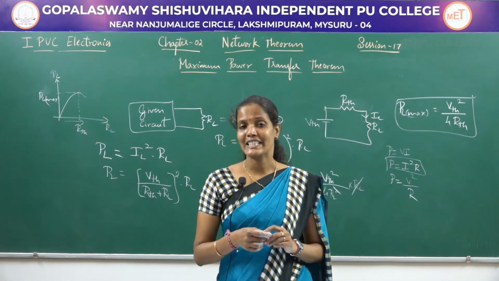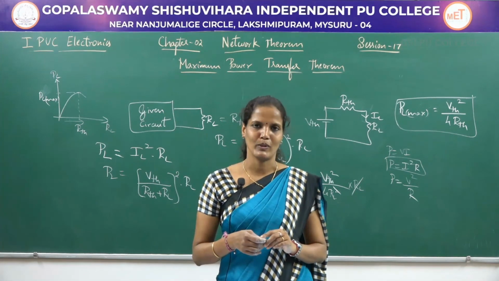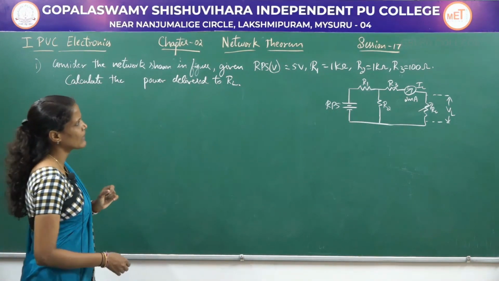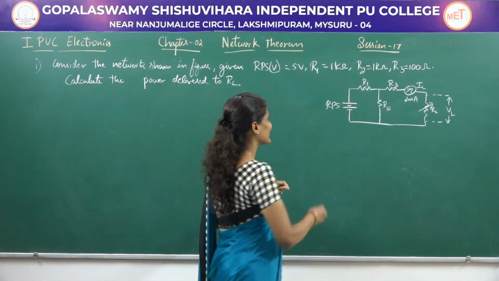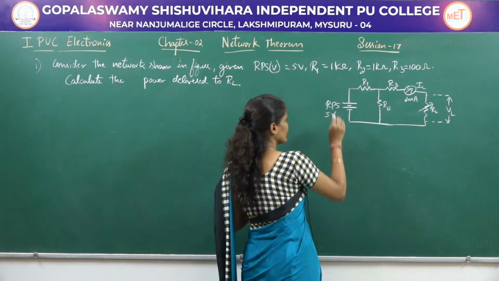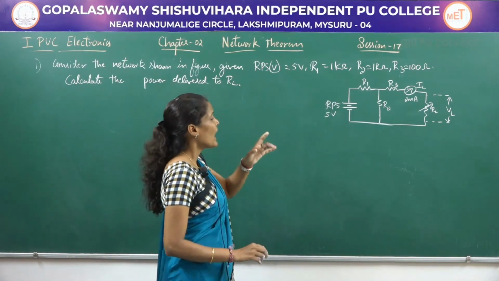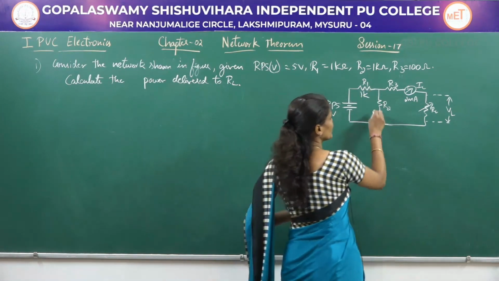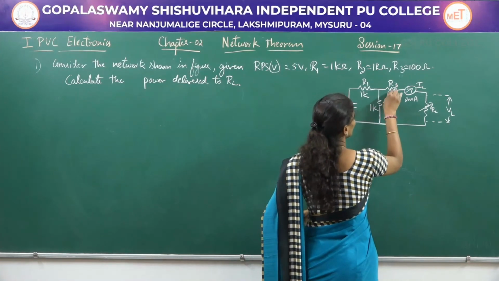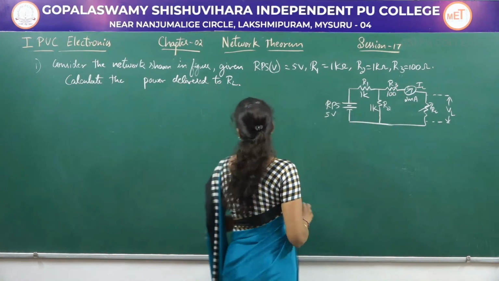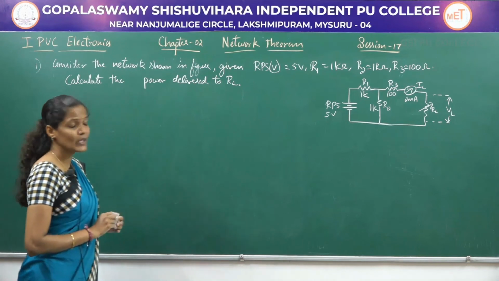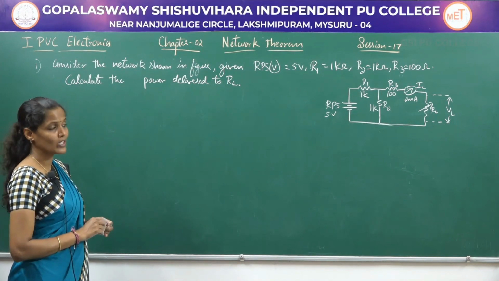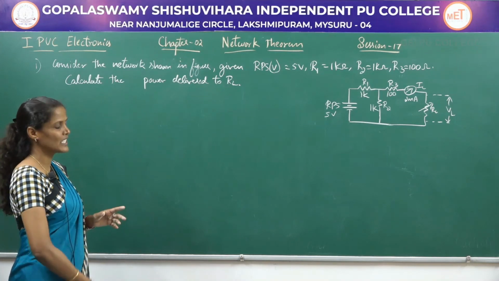Now, let us try to illustrate this with one simple problem. So, this is the problem what they have given. Consider the network shown in figure. Given VS in volts, let us represent that in the diagram itself. So, VS value is equal to 5 volts. R1 value is 1 kilo ohm. R2 value is also equal to 1 kilo, and R3 value is equal to 100 ohms. Calculate the power delivered to RL. So, you have to find out the power delivered to the load resistor, that is RL.